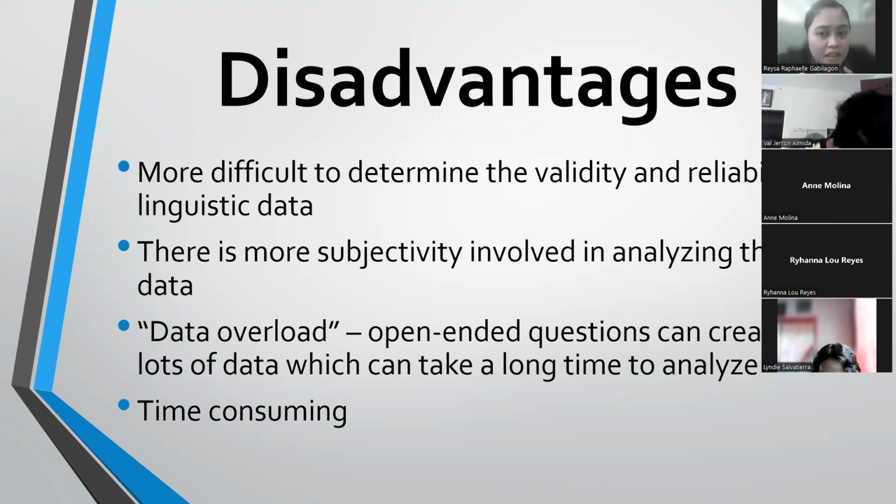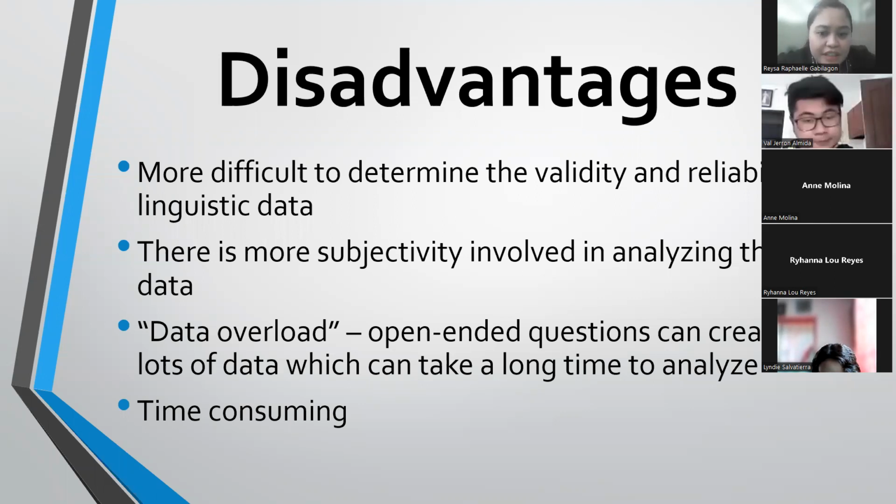And there is more subjectivity in analyzing the data. So just like with the other type or classification of research, though we are just conducting interview, we have linguistic data, but we will still analyze their words. Therefore, hindi siya masyadong objective na yung pag-analyze natin. We have a tendency to be subjective in analyzing their words.